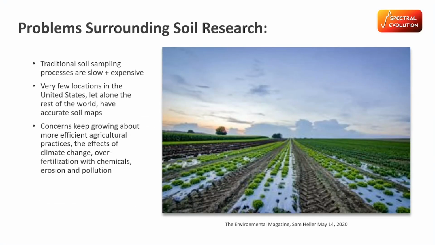So first I'll talk about some of the problems surrounding soil research. Traditional soil sampling methods are both slow and expensive, and they require collecting, transporting, and analyzing samples in a lab. So that limits how often and how widely we can measure soil health. As a result, there's very few locations, even across the United States, that have detailed and accurate soil maps. At the same time, concerns are increasing. We need more efficient and sustainable agricultural practices, and we're facing challenges like climate change, over-fertilization, erosion, and pollution.